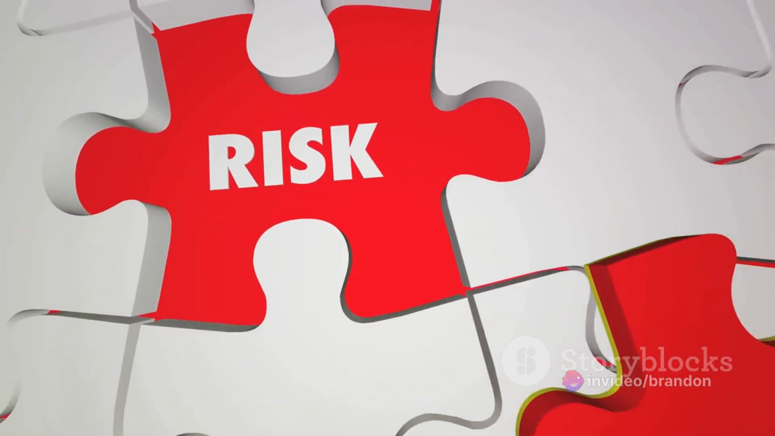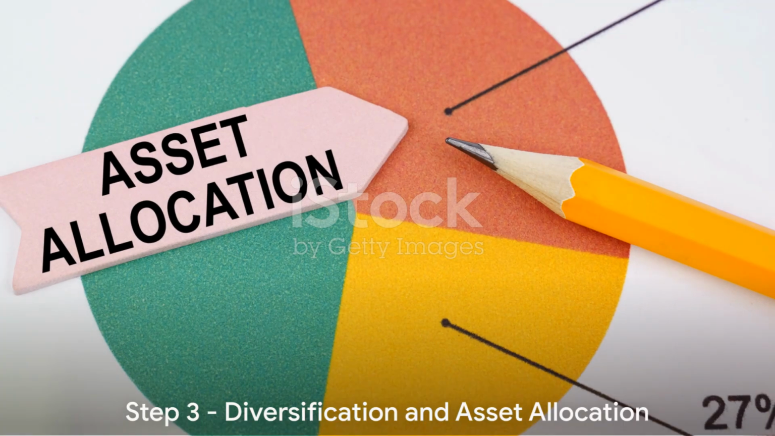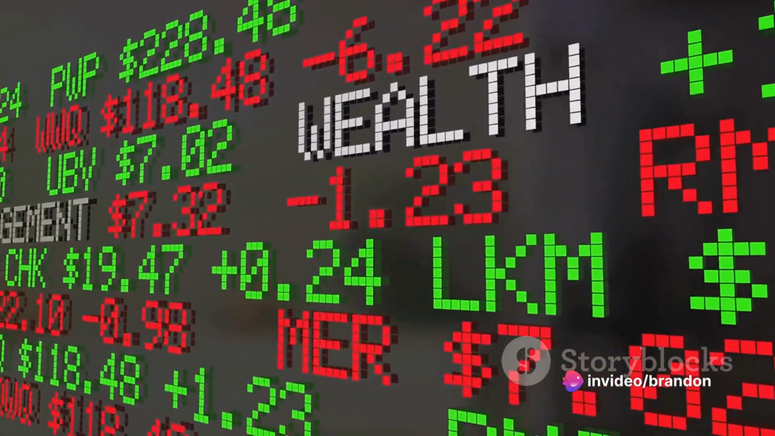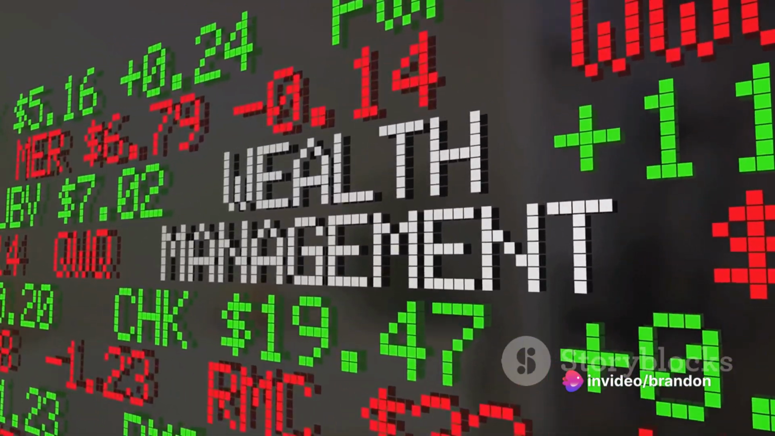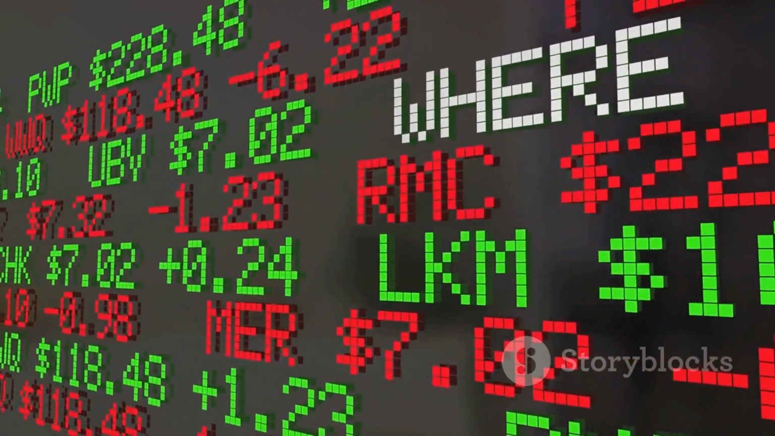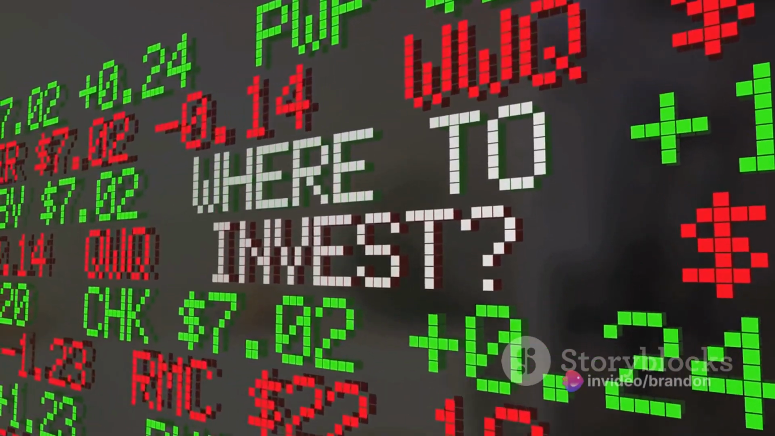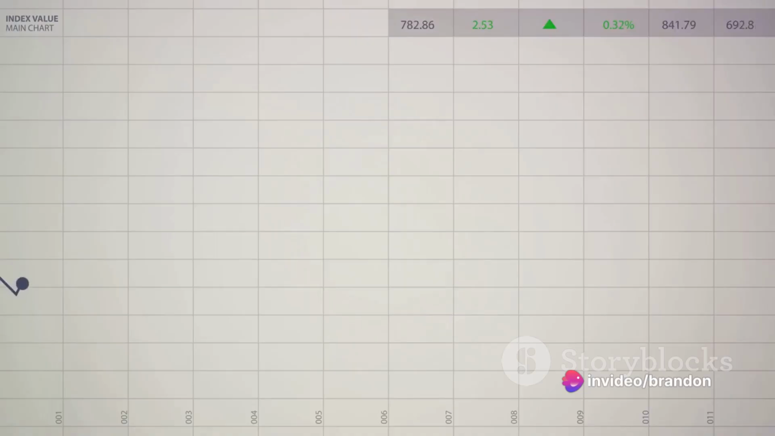With a clear understanding of your risk tolerance, you can start diversifying your investments. Diversification is key to managing risk in your portfolio. Picture it like a buffet. Instead of filling your plate with just one item, you'd likely mix things up to enjoy a variety of flavors. Similarly, diversification is about spreading your investments across different asset classes like stocks, bonds, real estate, and more. This way, if one asset class performs poorly, the others could potentially buffer the impact on your overall portfolio.